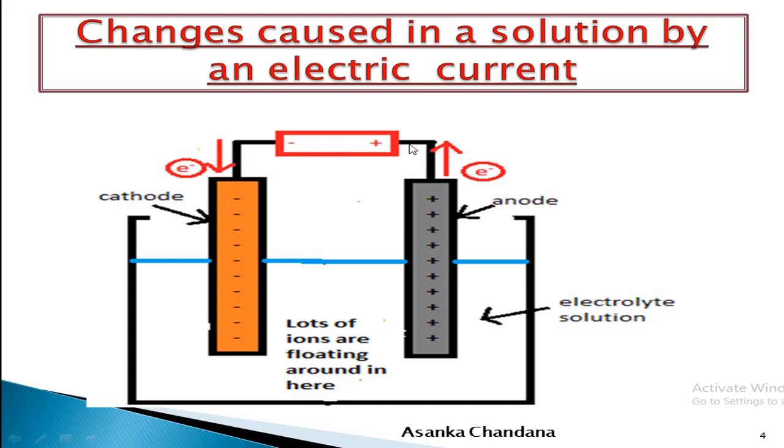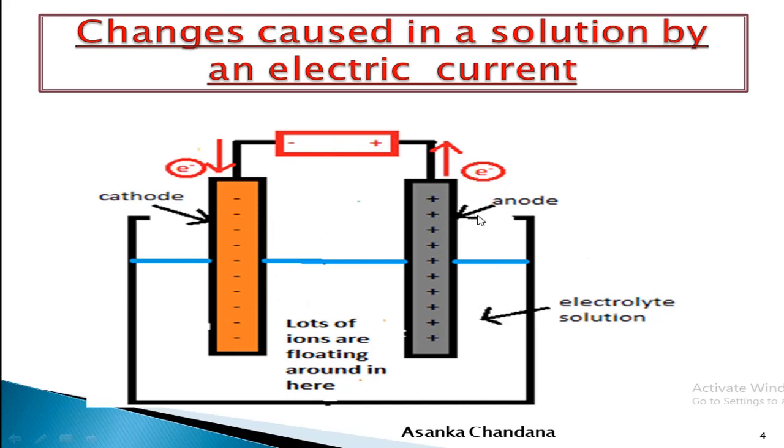Electrons flow from the negative terminal to the positive terminal. This is the way electrons flow. The current flows in the opposite direction to the electron flow. It means current flows from the positive terminal to the negative terminal. This is the direction of the flowing current, and this is the direction of the flowing of the electrons.